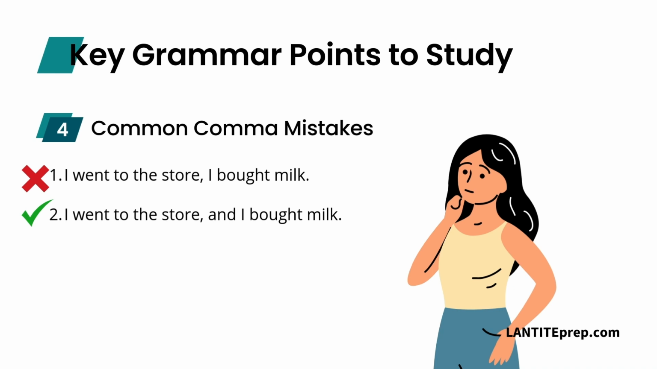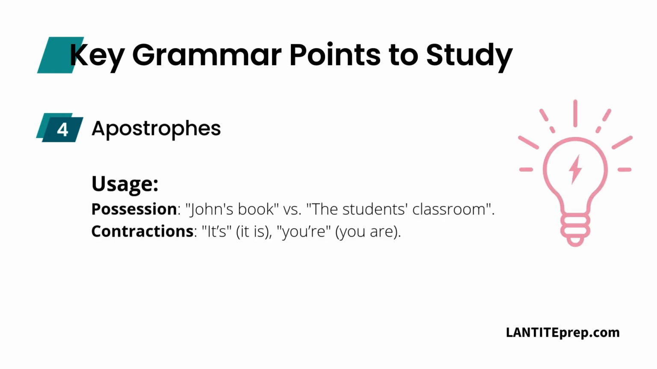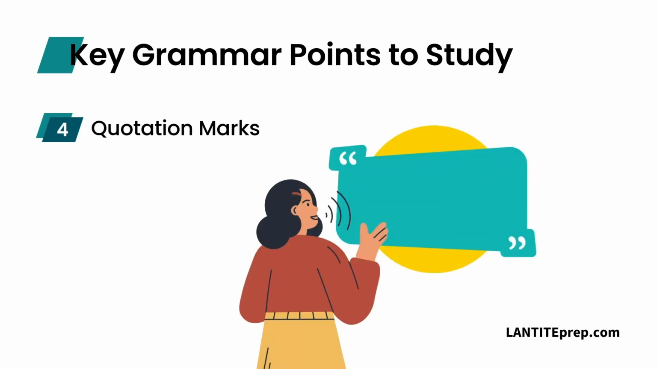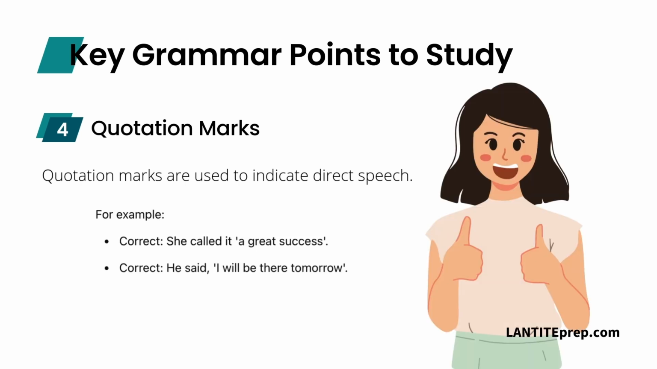Now moving on to apostrophes, which are used for showing possession or creating contractions. For example, we have John's book shows possession, while it's is for it is. Your exam may also present you with quotation mark questions. So let's review this now. Remember that quotation marks are used to indicate direct speech. An example includes the following that you can see on your screen.